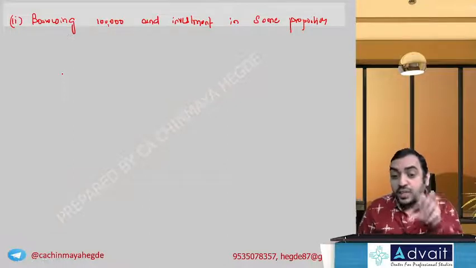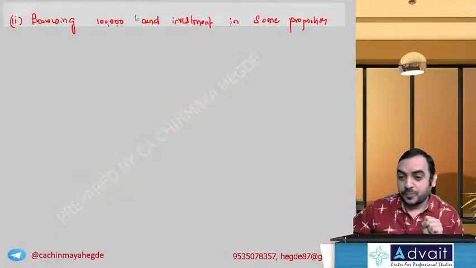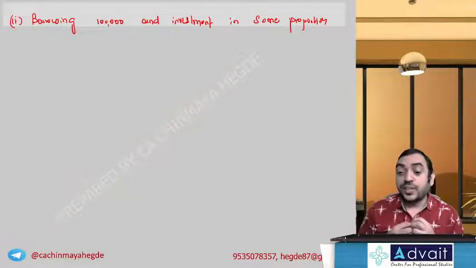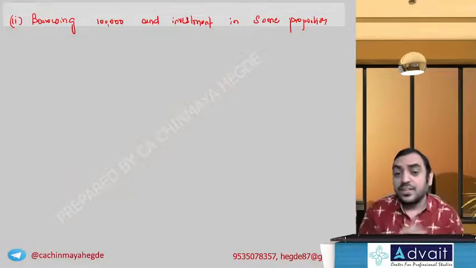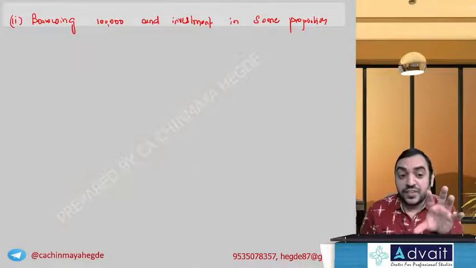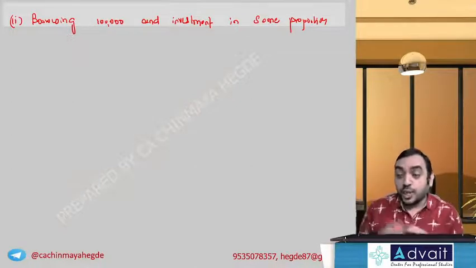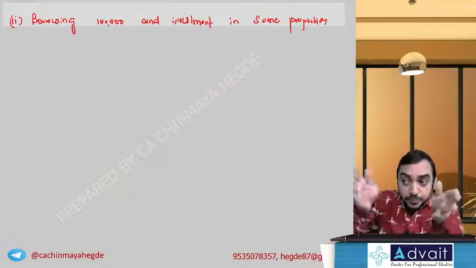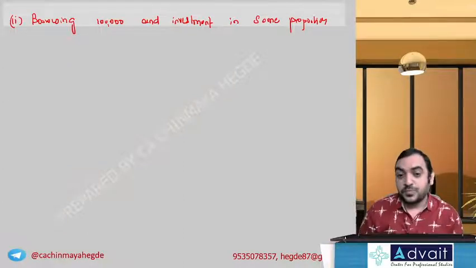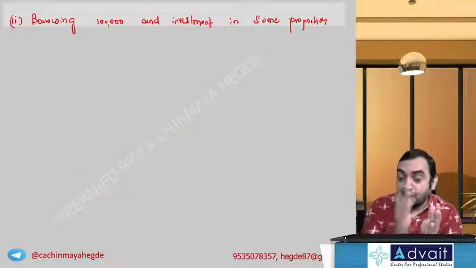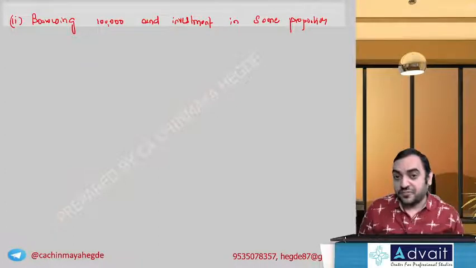Earlier you had 1 lakh. And with that 1 lakh, how did you invest? 1,50,000 in A and minus 50,000 in B. Now you got 1 more lakh. In the same proportion you invest. Means you invest in the ratio of 1.5 is to minus 0.5.